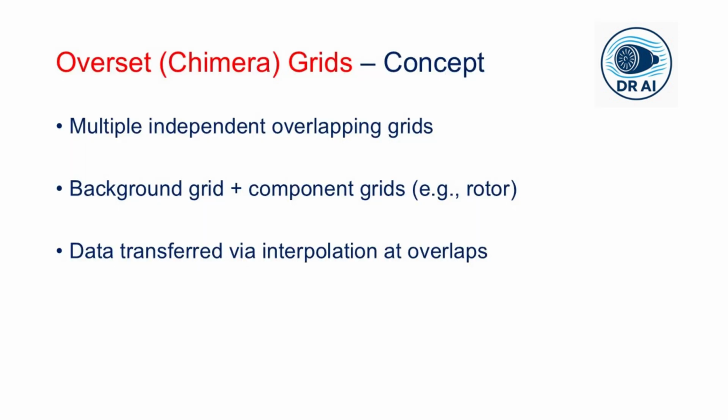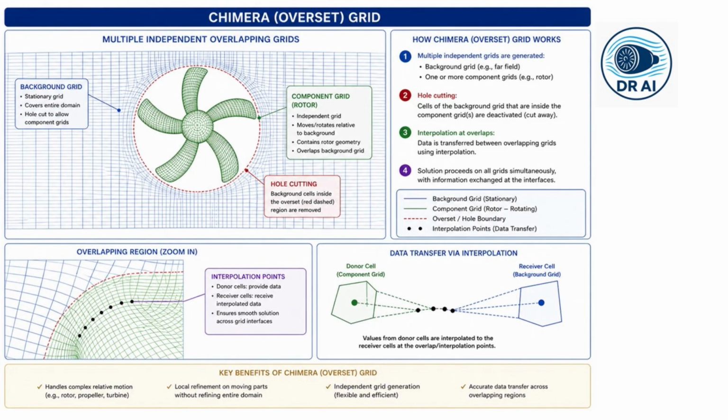So, moving on to the overset or chimera grids. Overset grids consist of multiple independent grids that overlap each other. There is a background grid covering the whole domain, and one or more component grids that move relative to it. For example, a rotor blade grid rotating inside a stationary background grid.